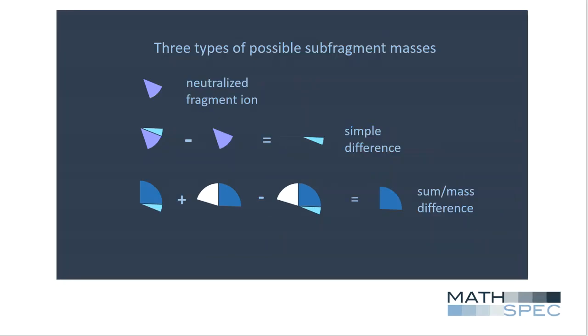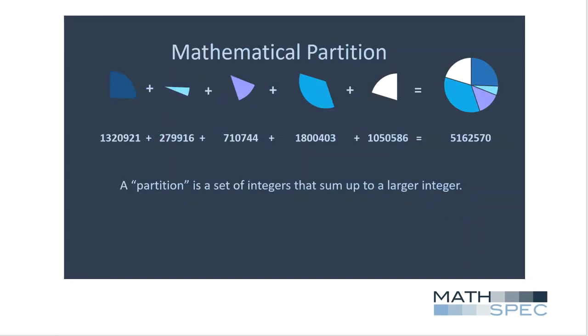Possible subfragment masses can be obtained by addition and subtraction. The three types of subfragment masses are neutralized fragment ions, simple differences between fragment ions, and some mass differences. The next step is to then check combinations of these possible subfragment masses for partitions.